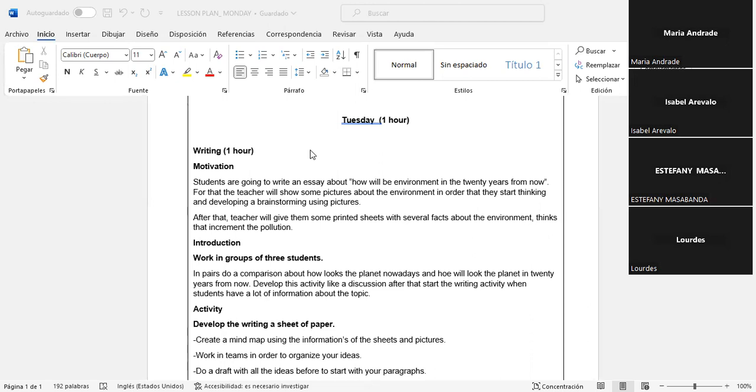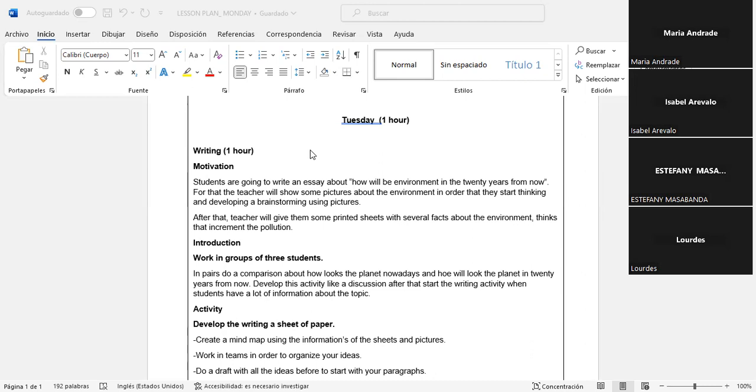Apart from that, the teacher will show some pictures about the environment in order that they start thinking and developing a brainstorming about that topic in a creative way. Also, the teacher will give them some printed sheets with several facts about the environment. It could be how the environment looks right now, some facts like pollution, because after that they are going to think or speculate how the environment will be in the future.